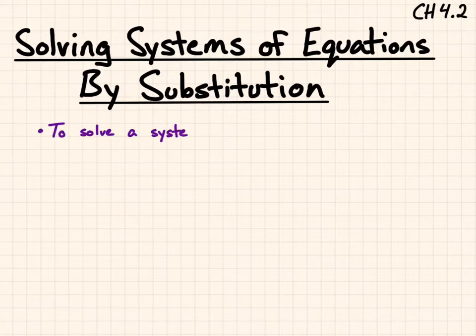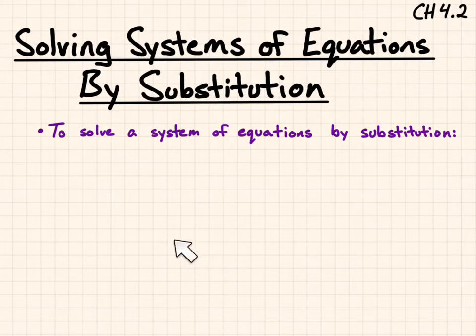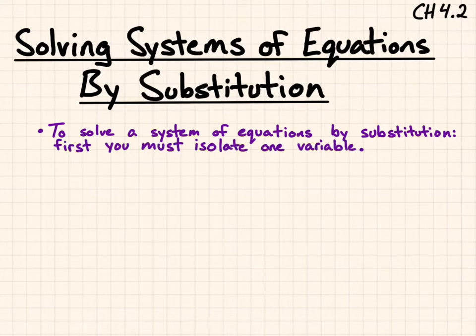So, to solve a system of equations by substitution, you're going to be getting a coordinate where the two lines would meet. If you're doing it graphically, you're creating a graph, an x and y axis, and graphing it. But if you don't have graph paper, you can do it algebraically, as we're about to do. First, you must isolate one variable. We'll go over an example together.